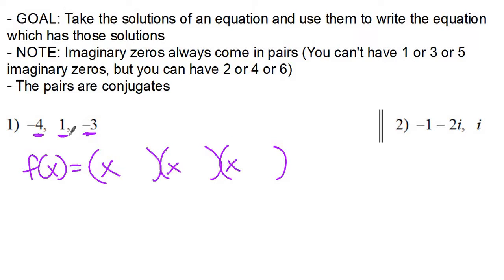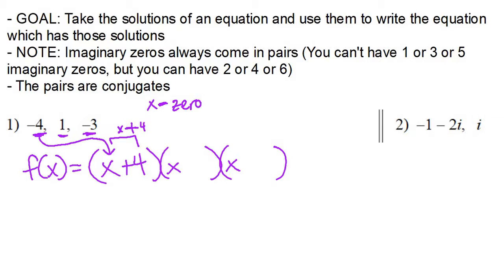Alright, so let's think about it. If I take negative 4 and I plug it in right here, what do I have to do to negative 4 to get 0? Because that's what it means to be a solution. It means what makes it equal 0. So if I put negative 4 there, I'd have to add 4 to get 0. So it's always x minus whatever your 0 is. In this case, you could have written this as x minus negative 4, which is the same as x plus 4.